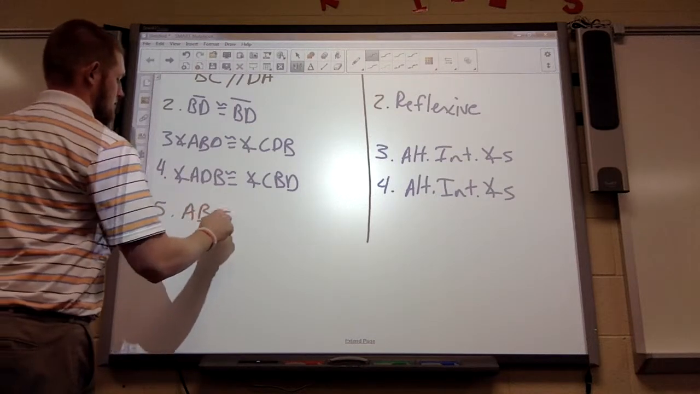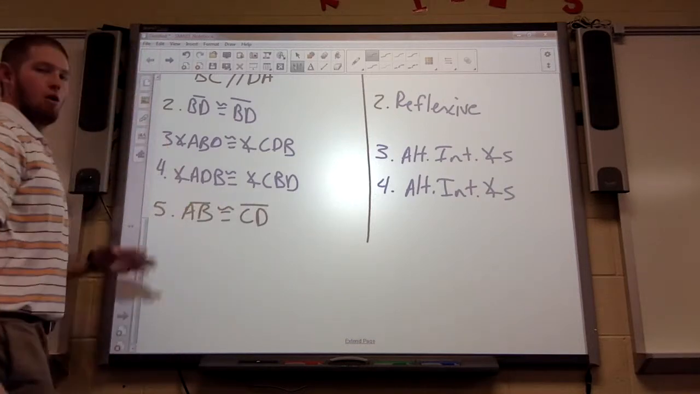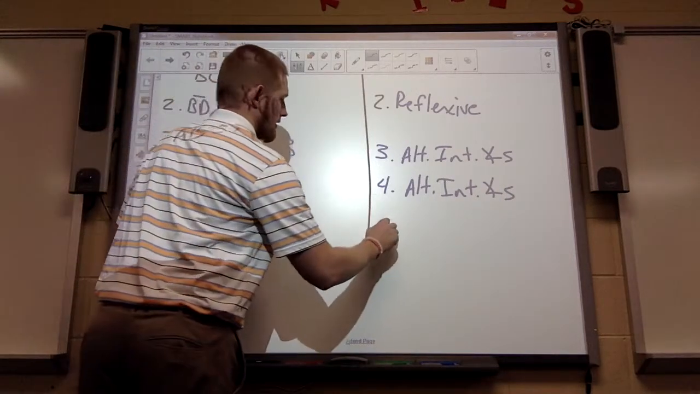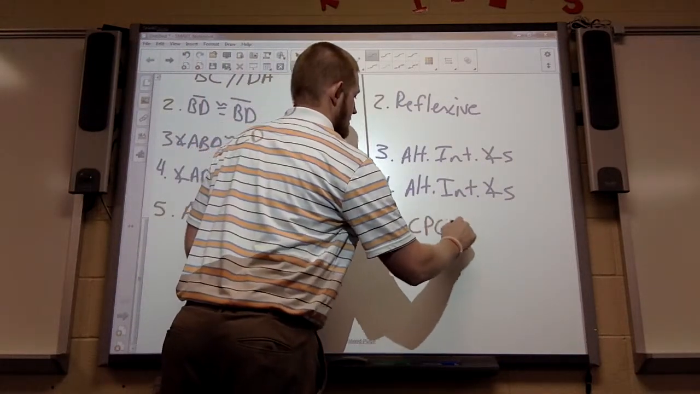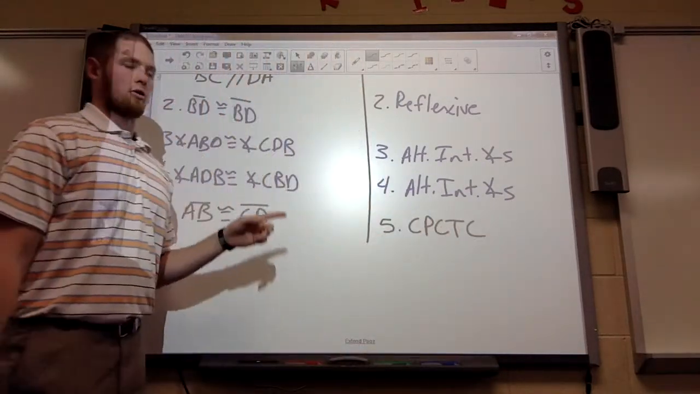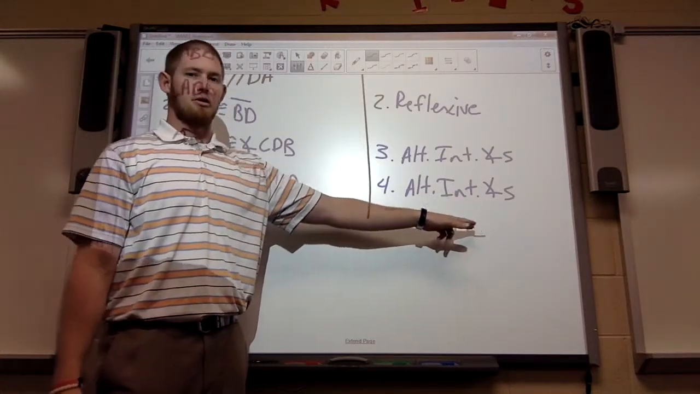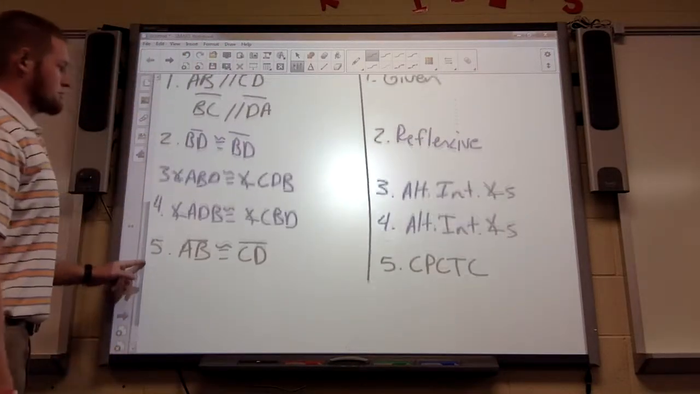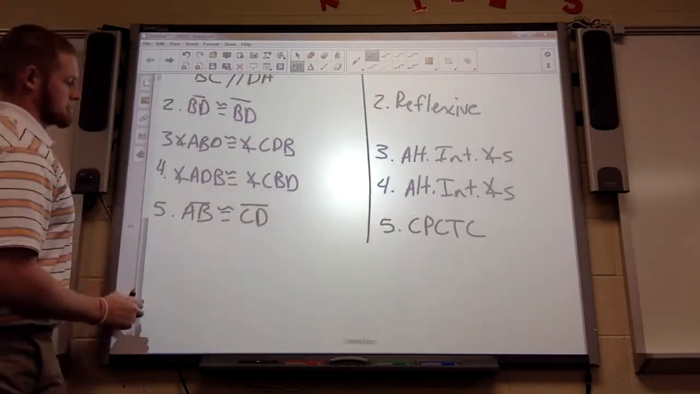AB is congruent to CD. Okay. Hopefully you guys came up with the fact it is congruent because of CPCTC. Remember, corresponding parts of congruent triangles have to be congruent. Okay? So our triangles, we actually missed a step here.